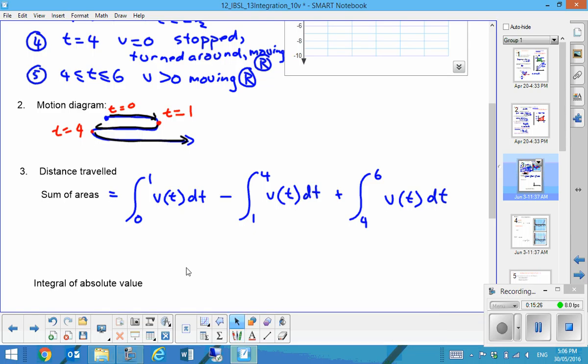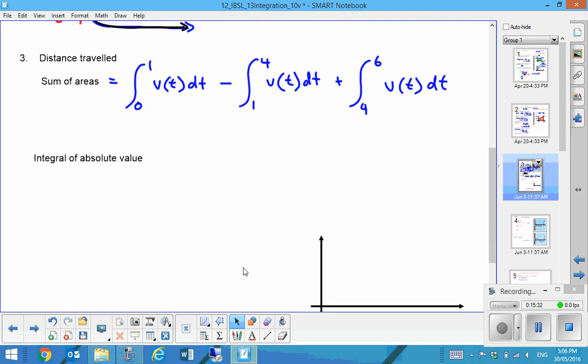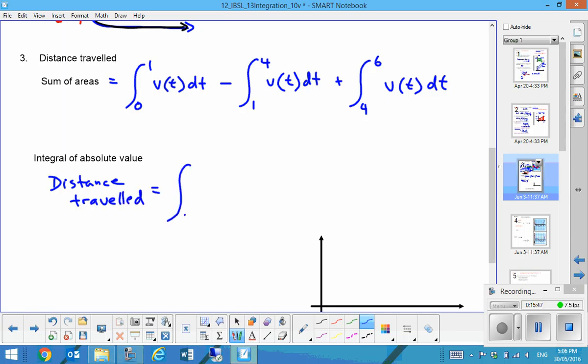The other option is to take the integral of the absolute value. We talked about that a bit last lesson. So we could say the distance travelled is equal to the integral from 0 to 6 of the absolute value of the velocity function dt.